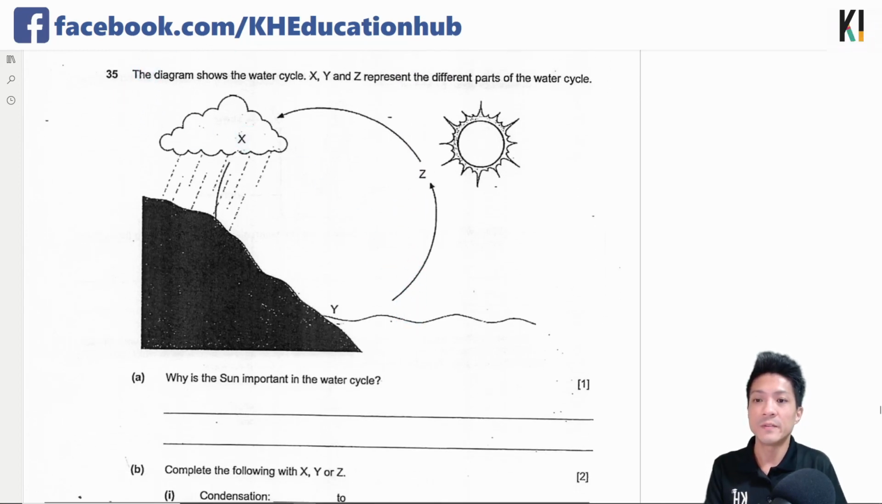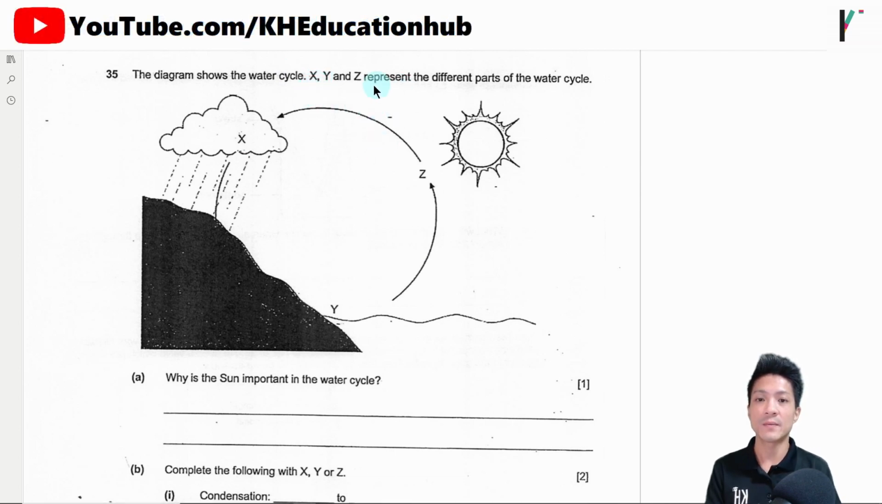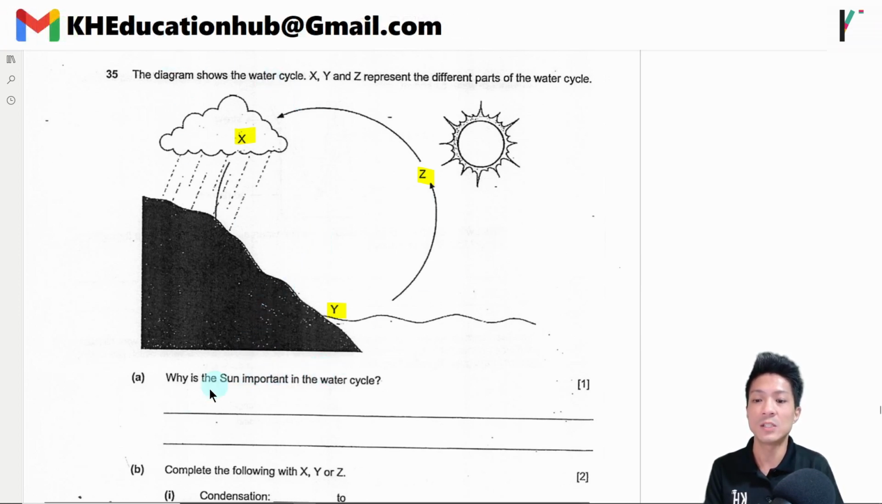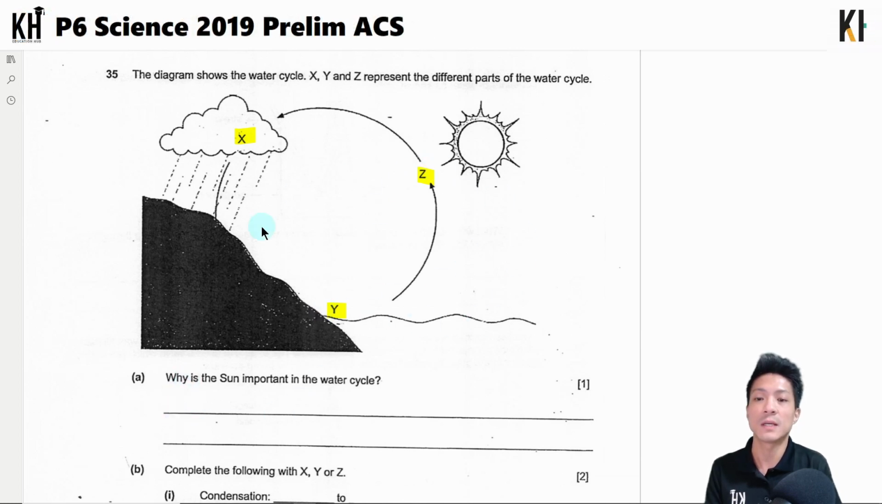Okay, question 35. The diagram shows the water cycle X, Y, and Z. X, Y, and Z represent the different parts of the water cycle. So X is over here, Z is here, and Y is here. Why is the sun important in the water cycle? It's because the sun provides heat energy for the water to evaporate, in order for the water cycle to keep cycling.